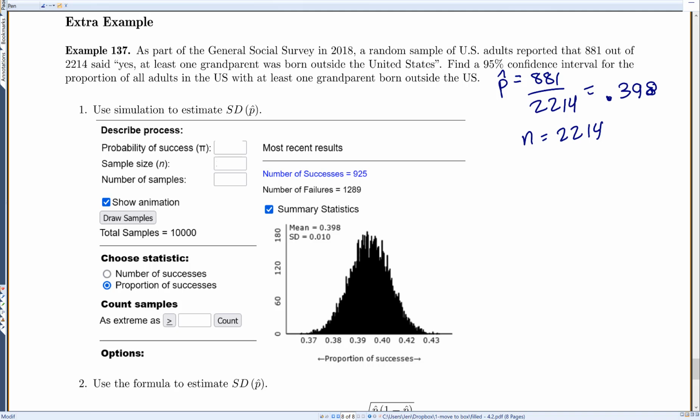So step one says use simulation to estimate the standard deviation of p hat. When you bring up the one proportion applet, you don't know the population proportion, so you estimate it with your sample proportion of 0.398. Your sample size is 2,214, and I always like to do at least 10,000 samples. It doesn't really slow me down. Click draw your sample. Make sure you click proportion of successes. You don't have to count your samples, we're not doing a hypothesis test. Make sure you click summary statistics, and it will tell you the standard deviation of all my possible sample proportions is 0.010.